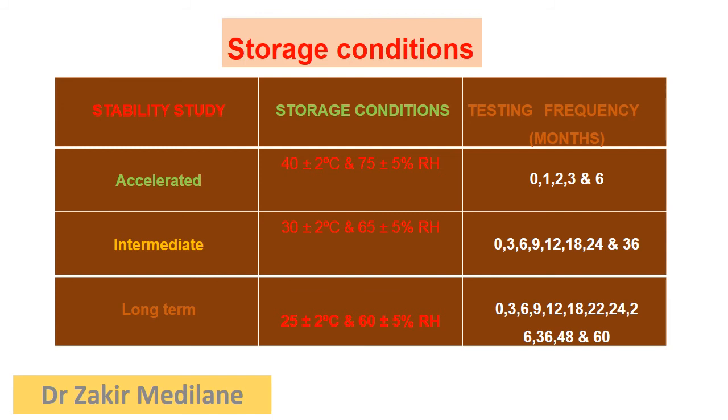So these are the storage conditions during the stability studies: accelerated, intermediate and long term. Only three common differences we are observing here, that is temperature is different, as well as the testing frequency in months. They are totally different when compared across accelerated, intermediate and long term stability studies.